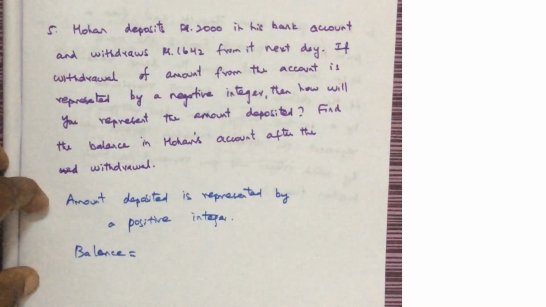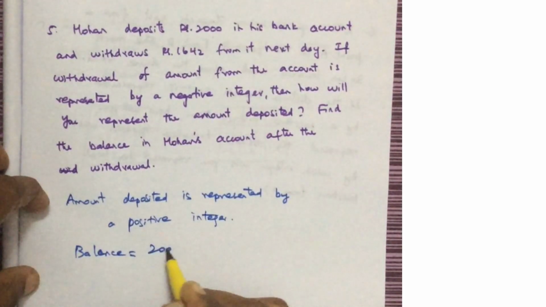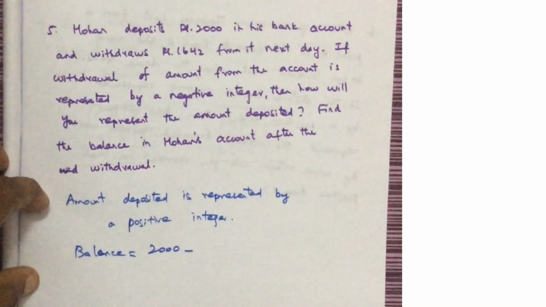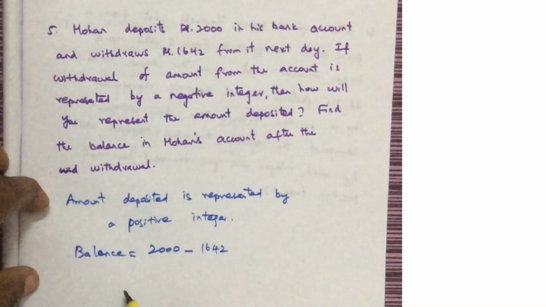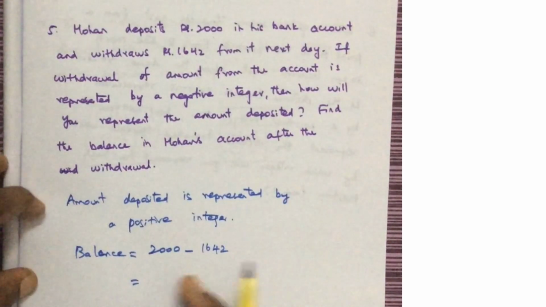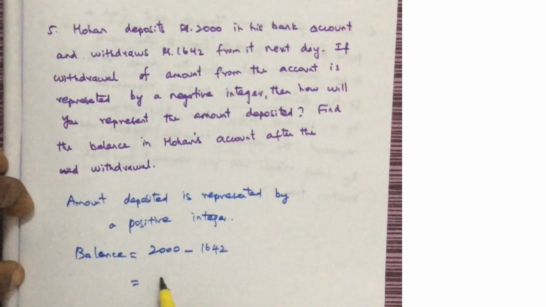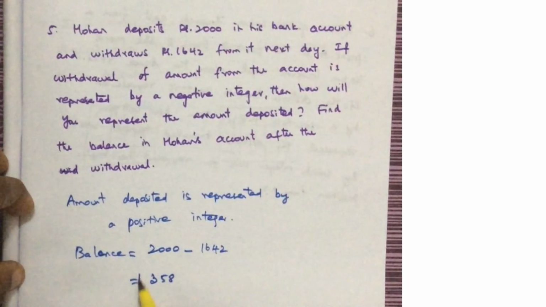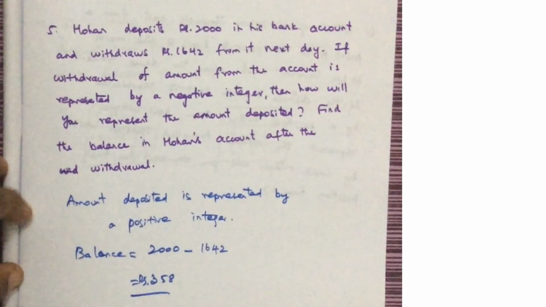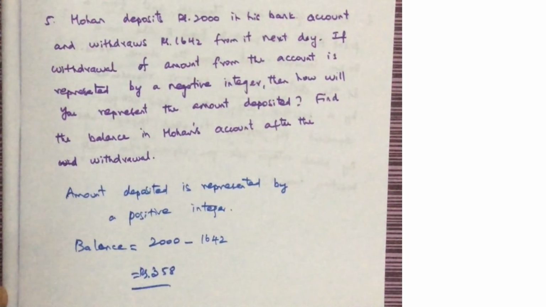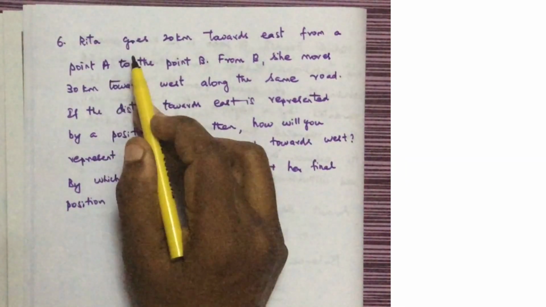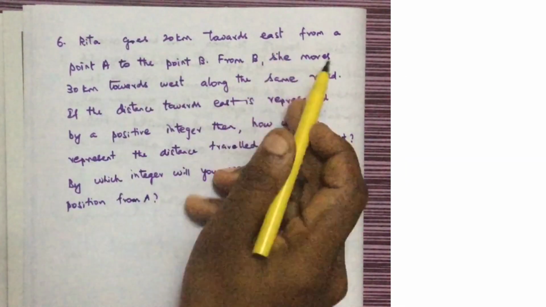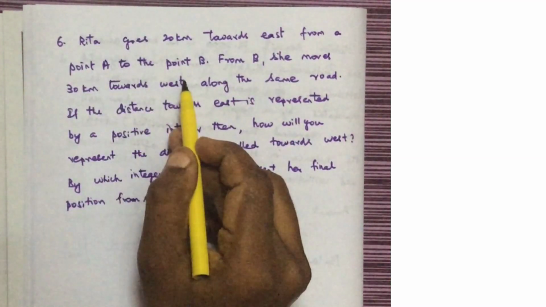So first he deposited an amount of 2000. Okay, he withdraws 1642 from it. So you just have to subtract this: 358. This is the balance in his account after withdrawal. Okay. Next problem is, Rita goes 20 km towards east from a point A to point B.